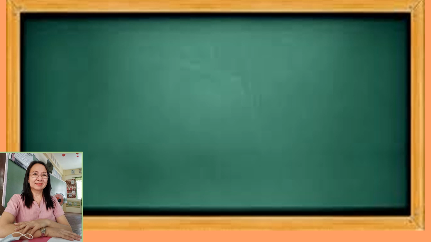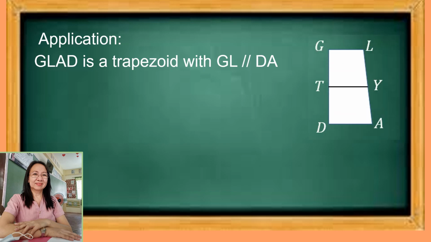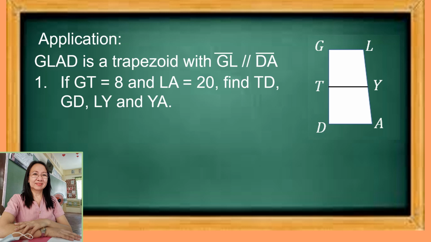Now we are done in proving our theorems. Let us look for its application. So we have GLAD is a trapezoid with side GL that is parallel to side DA. If the length of GT is equal to 8 and the length of LA is equal to 20, find PD, GD, LY, and YA.